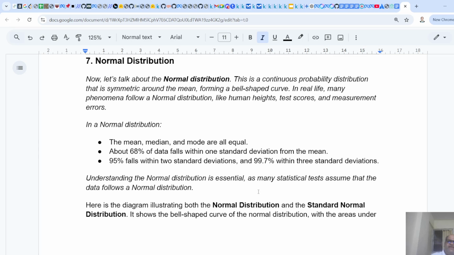In this case, you are talking about a continuous probability distribution that is symmetric around the mean, and it forms a bell-shaped curve. You could correlate it with the way your individual marks are in a given class. So if you look at the number of people getting certain specific marks and put it in a graph, you'll typically get a bell-shaped graph.